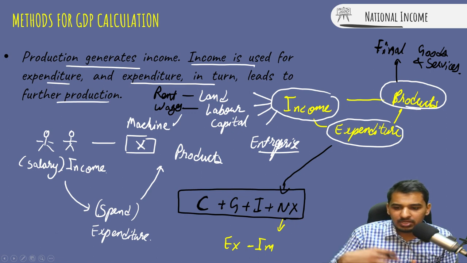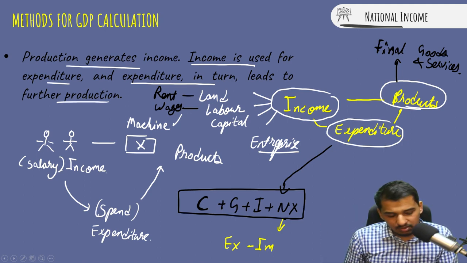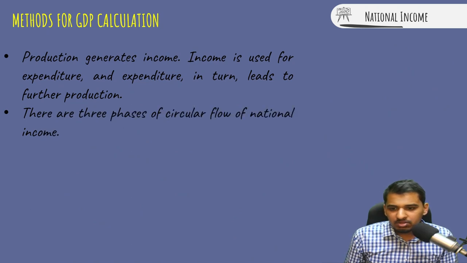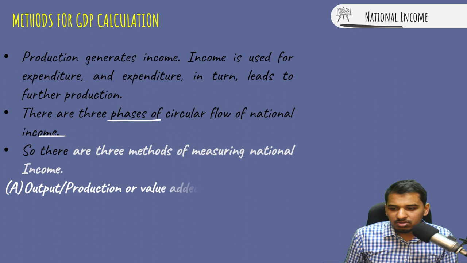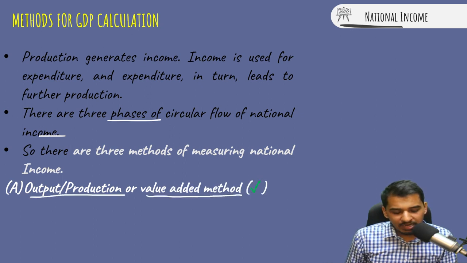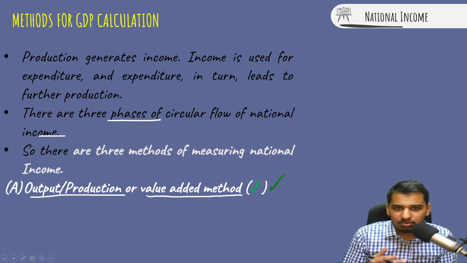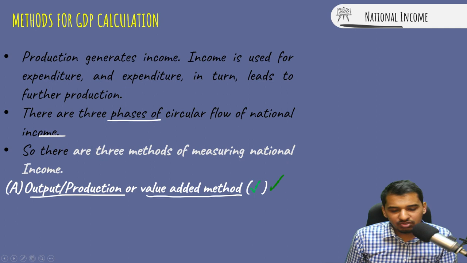I hope this is clear to you that income is leading to expenditure, which is leading to production, which is further leading to income. This is the cycle. These are the three phases of circular flow of national income. One is the output or production method, also called the value added method. This green color means it is used by Government of India to calculate the GDP.